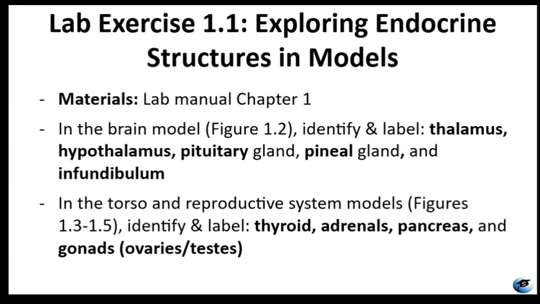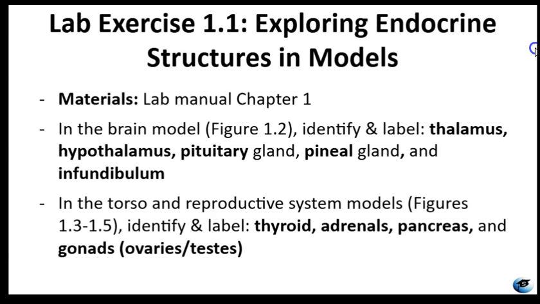And that's where you can identify and label the thalamus, hypothalamus, pituitary gland, pineal gland, and infundibulum. Then you will move on to the torso model and reproductive system model. So these are going to be figures 1.3 to 1.5. And in these models, you're going to want to identify and label the thyroid gland, adrenal glands, pancreas, and gonads, which are going to be, of course, ovaries in females and testes in males.